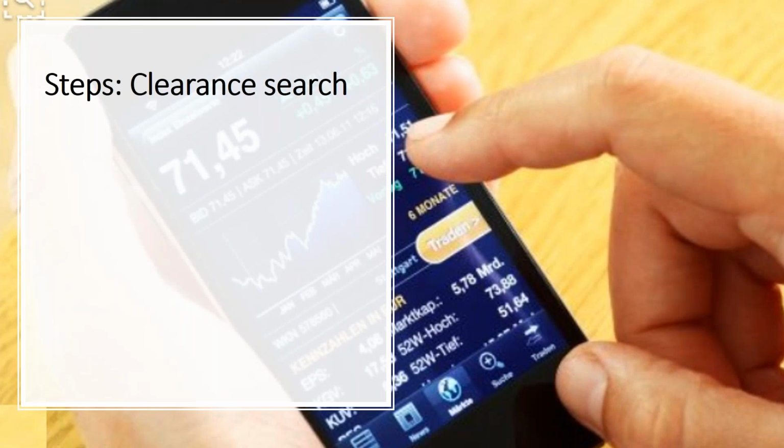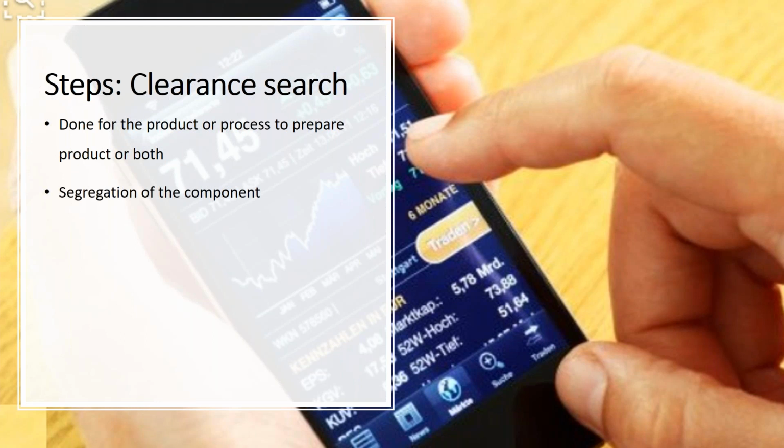So typically, the kind of steps that are taken for performing a clearance search, I'm sure in the audience, people who are from the IP industry would be knowing about this. So clearance search is done for a product or process or both. Then all the components have to be defined. For a product, all components have to be defined. Then for each component, you have to pull the patents and applications in a given country.